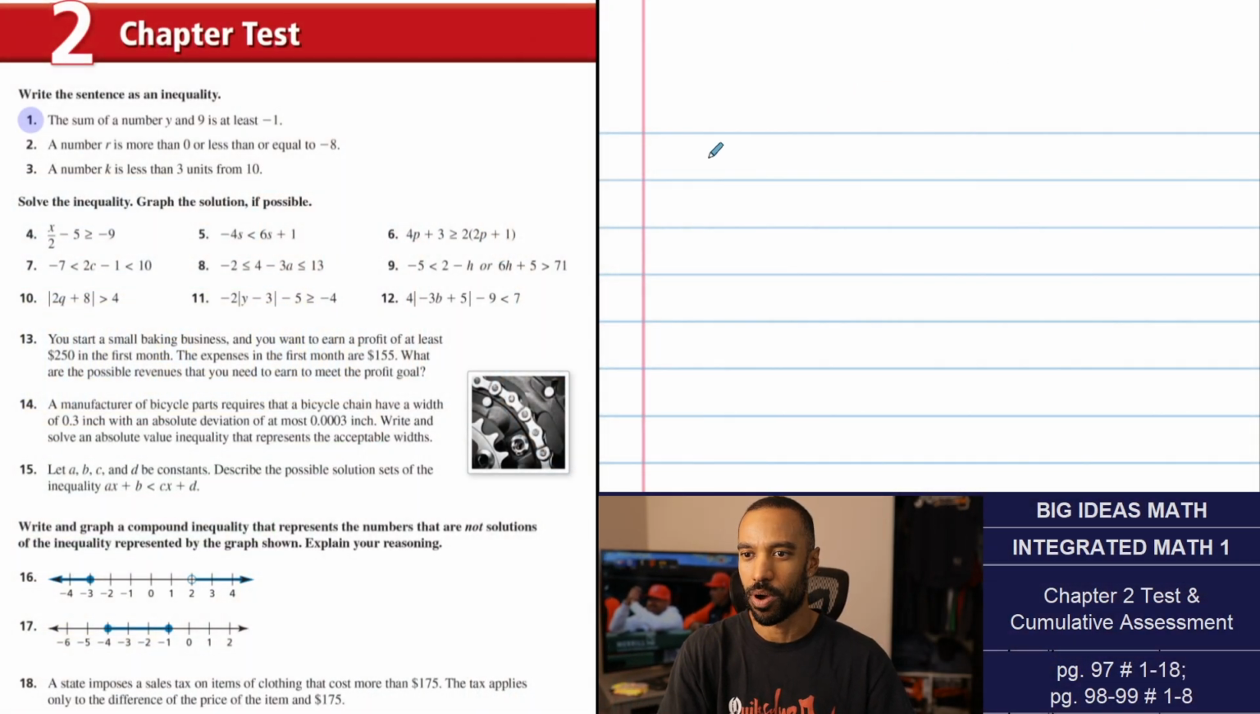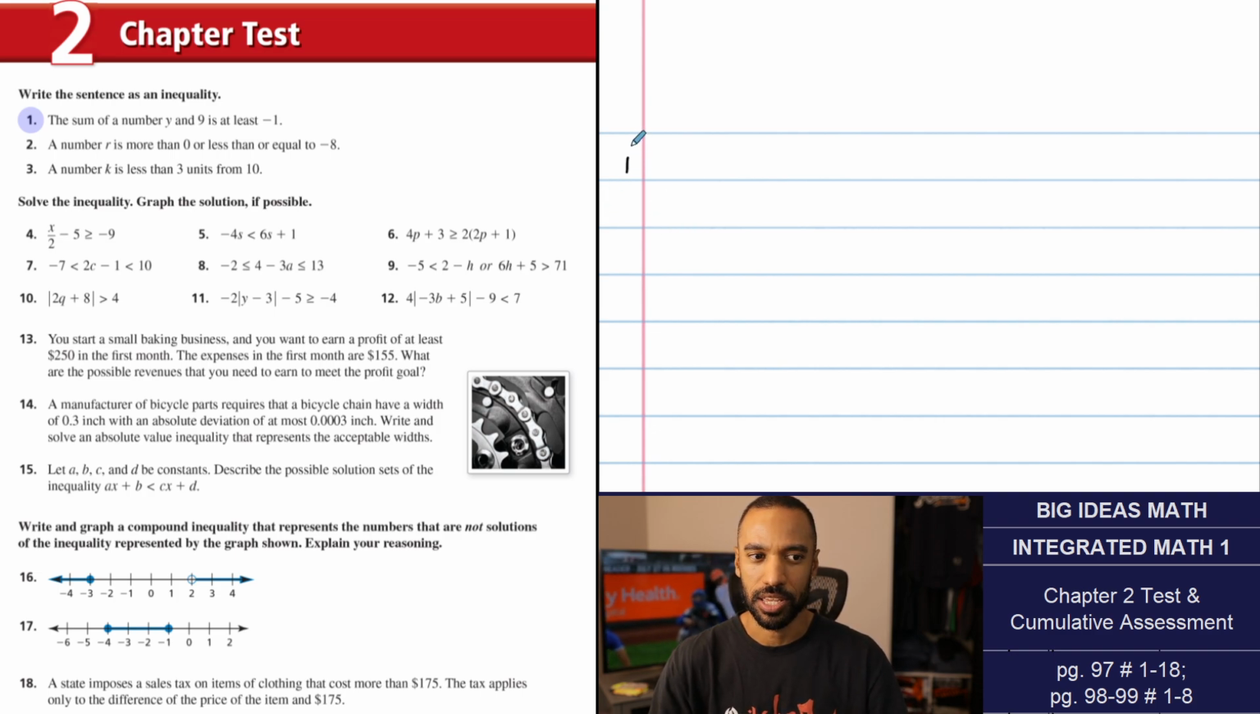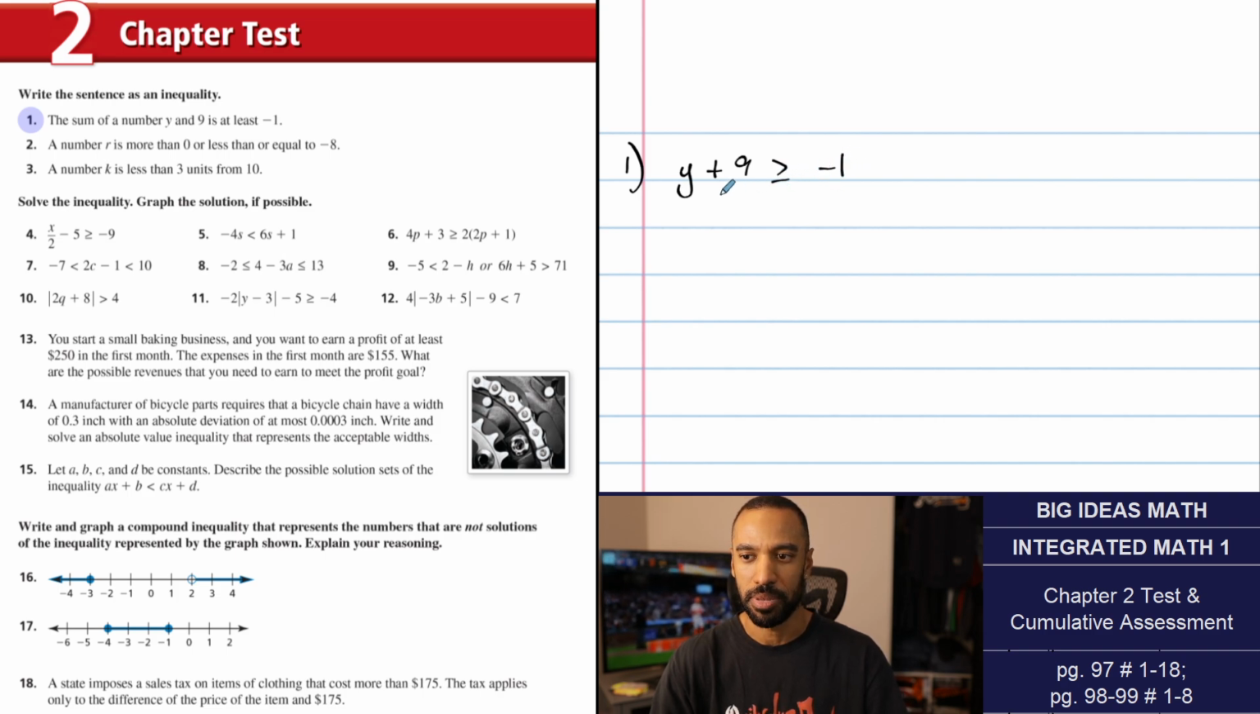This is all things inequalities, folks. Here we go. Write the sentence as an inequality, numbers 1, 2, and 3. Number 1 says the sum of a number y and 9 is at least negative 1. Sum is addition. Y and 9 are summing together. It's at least negative 1. Negative 1 is the other end of the expression. At least also means it's greater than or equal to. Negative 1 is the least it can be, and it can be more than it.